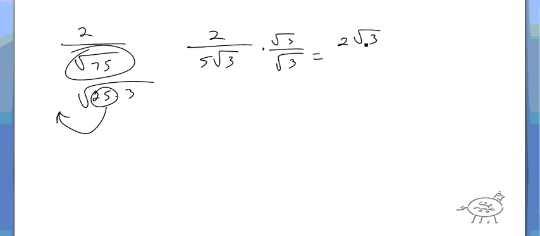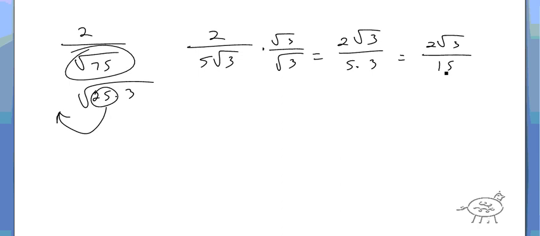So I'm going to pull that out, and I get 2 over 5 root 3. Now I rationalize. So root 3 over root 3. So you get 2 root 3 over 5 times 3. So 2 root 3 over 15.